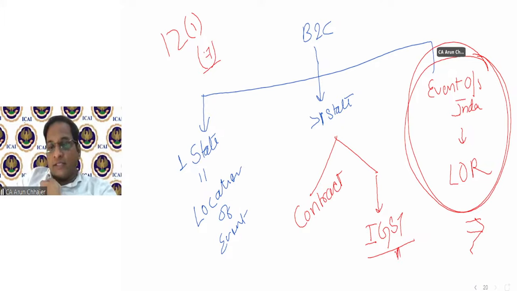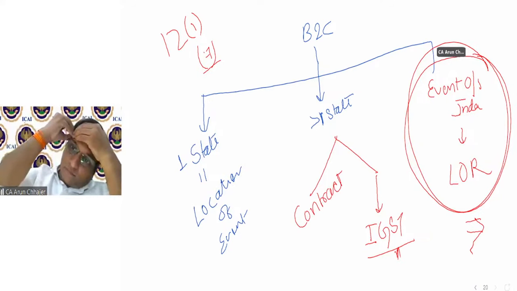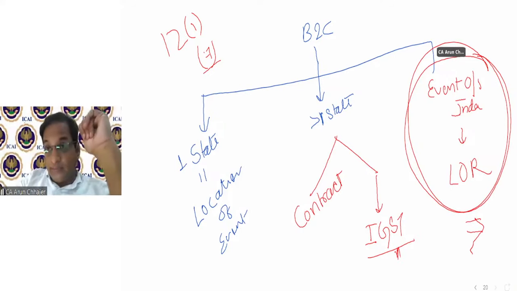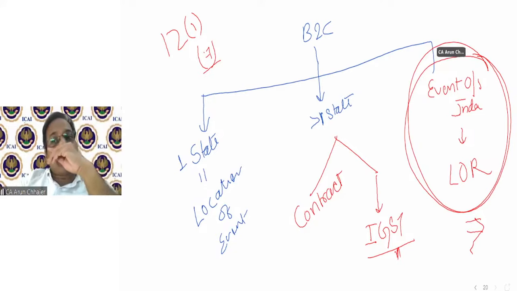Yes, we have discussed this concept in subsection 3, that is with respect to immovable property. Normally it is the location of the recipient, but the place of supply would be the location of the property. If the property is held outside India, then LOR would be the place of supply. Architect service I have given as one example, but the entire subsection 3 is covered.